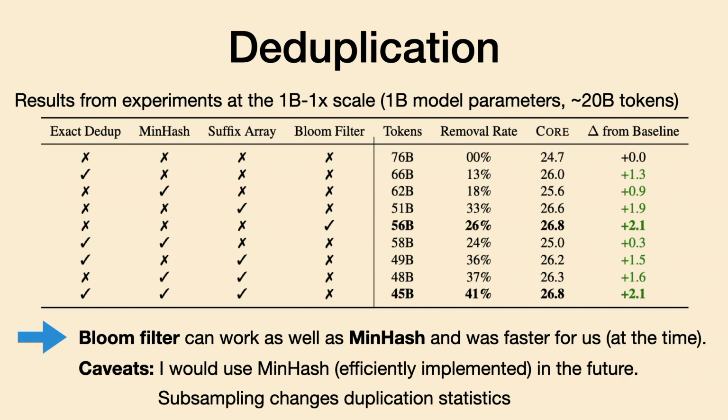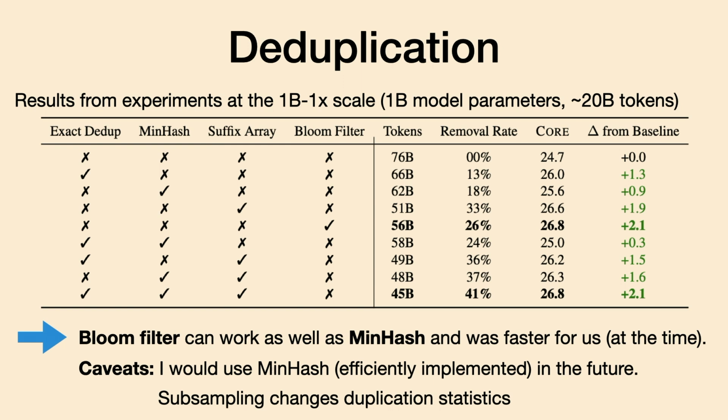And again, there are many different variants of how you can do this. You can look for exact duplicates. You can use algorithms like min-hash, suffix array, Bloom filter, and so on. And again, we tried all sorts of variants of this. And then what we went with for the paper is something based on Bloom filters. I think in retrospect, this is one thing where we made a wrong choice. By now, I would recommend people do min-hash.